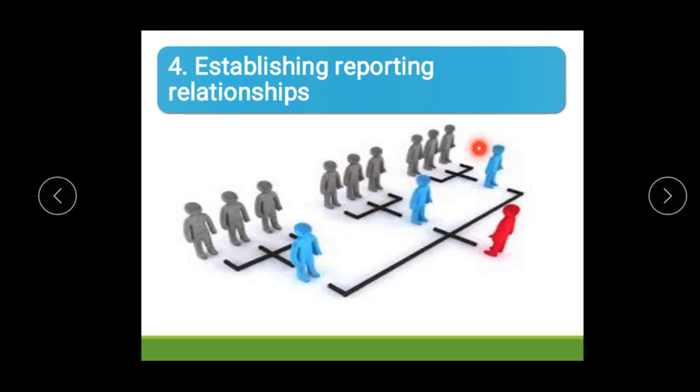It must be decided in advance which manager the workers have to follow, otherwise they will be confused. So a reporting relationship must be established. So here in this picture, this is the head of all these three managers, and these are the workers who come under these three managers. So this is the process of organizing.